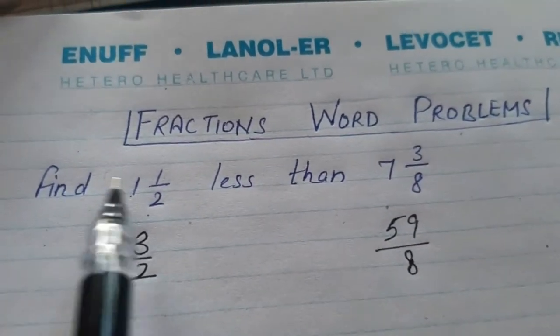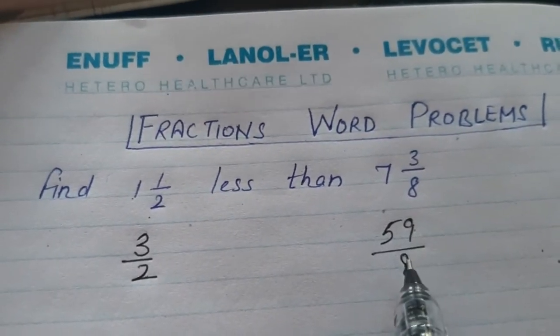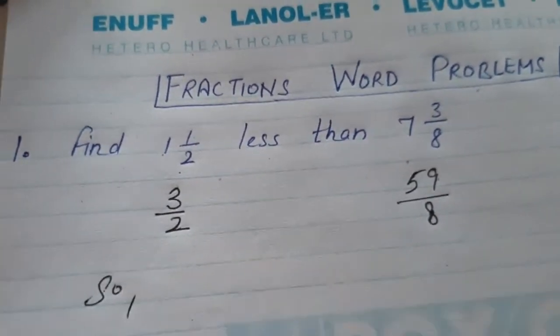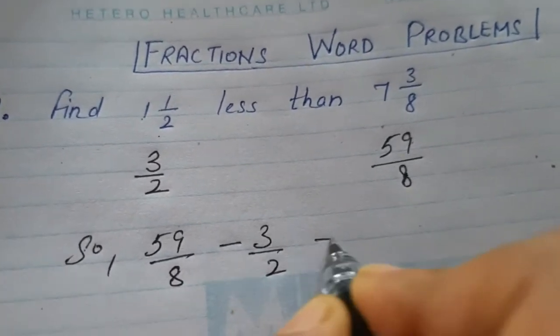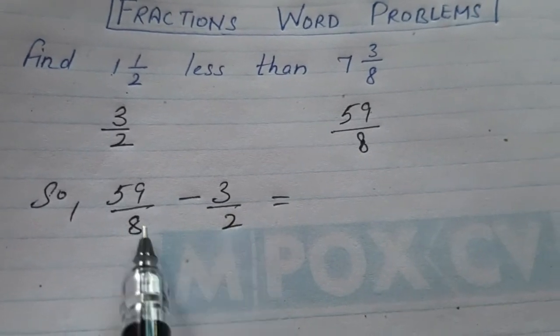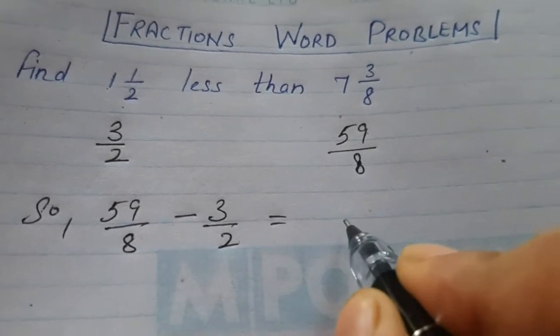So we have to find 3 by 2 less than 59 by 8. So we have to subtract the numbers. So 59 by 8 minus 3 by 2. So to do the subtraction, both of these are unlike fractions. So we will take the LCM, and LCM of this will be 8.